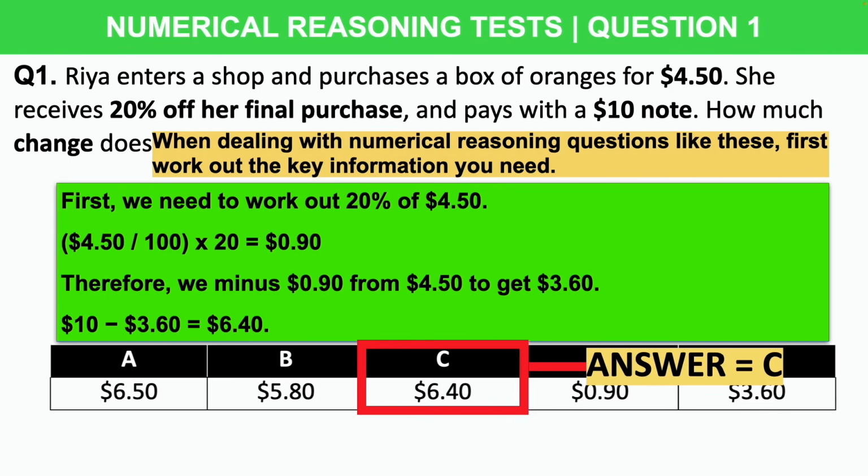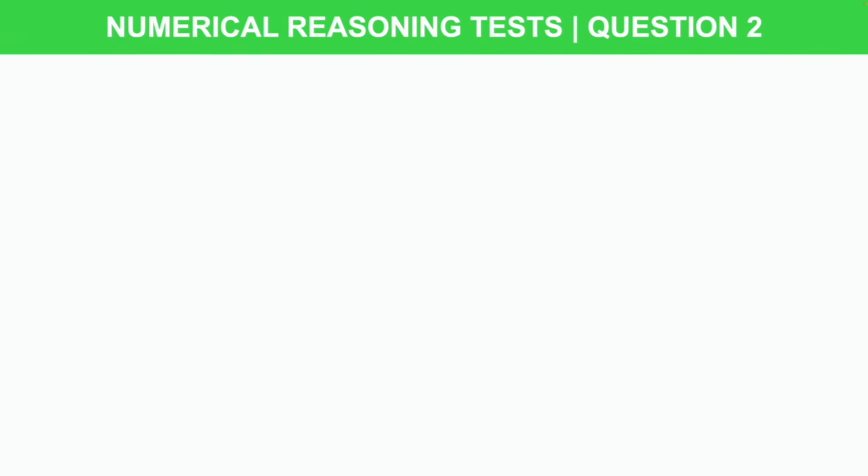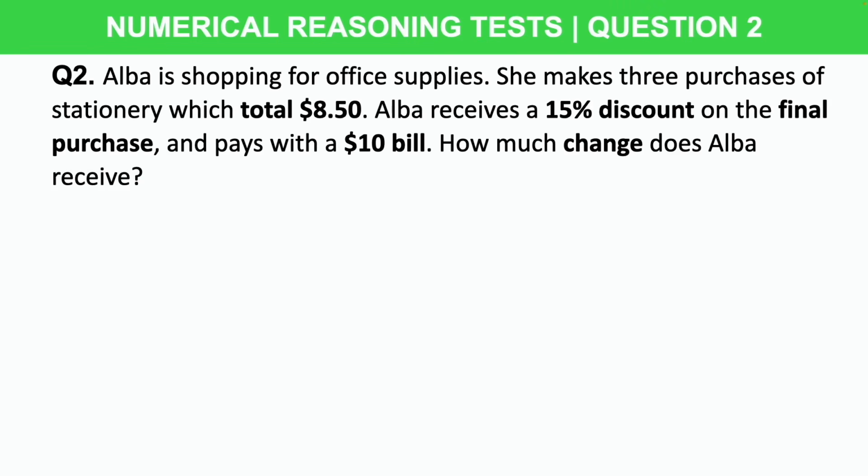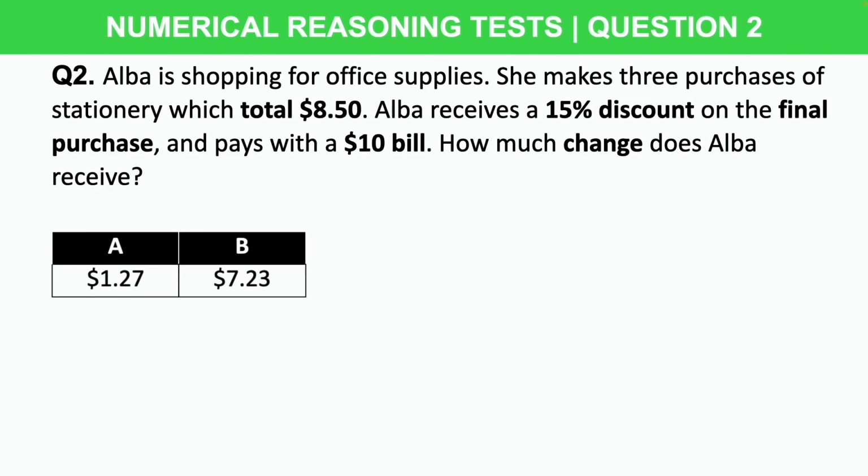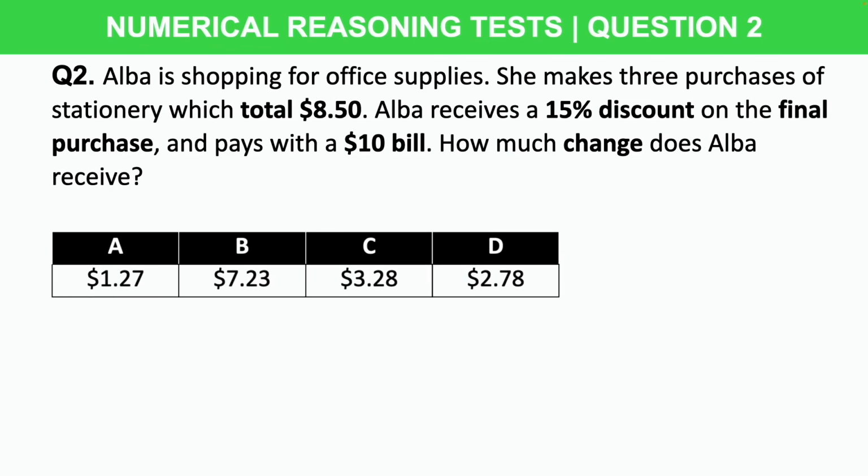Now, what I want you to do is try a question for yourself under timed conditions. So have a go at this one yourself. Question 2. Alba is shopping for office supplies. She makes 3 purchases of stationery which total $8.50. Alba receives a 15% discount on the final purchase and pays with a $10 bill. How much change does Alba receive? Is it A, $1.27, B, $7.23, C, $3.28, D, $2.78, or is it E, $1.50?